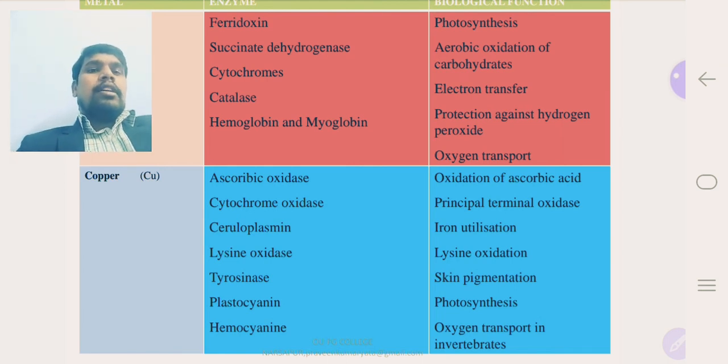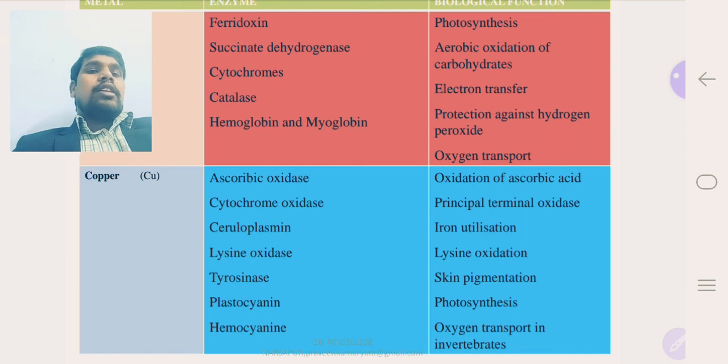Whereas the copper metal ion is contained in ascorbic oxidase enzyme and cytochrome oxidase enzyme. Ascorbic oxidase's function is oxidation of ascorbic acid. Cytochrome oxidase is involved in the principal terminal oxidation, and ceruloplasmin is involved in iron utilization, and lysine oxidase contains a copper metal ion and is involved in lysine oxidation.